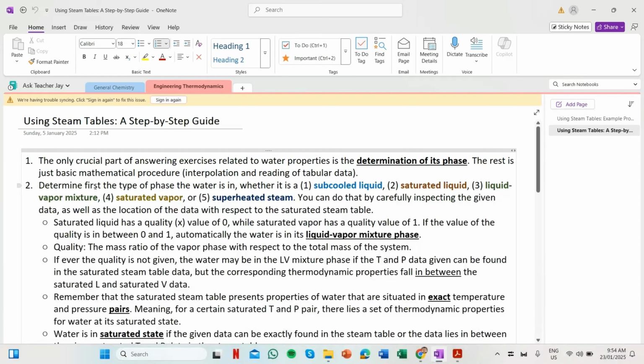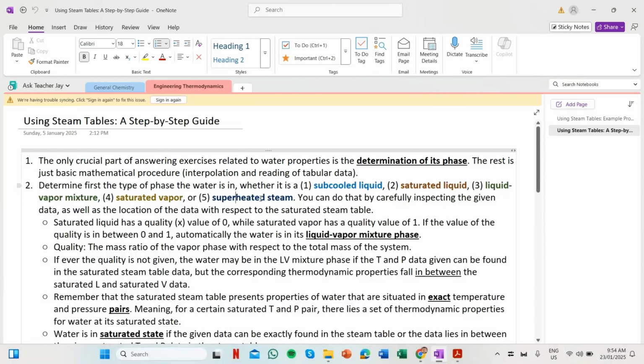And of course, knowing the fact that we have to know its phase first before doing the certain kind of mathematical procedure. So these are the phases that you have to consider first. So water can be a subcooled liquid based on the properties. It can be saturated liquid. It can be a liquid vapor mixture, a saturated vapor, or a superheated steam.